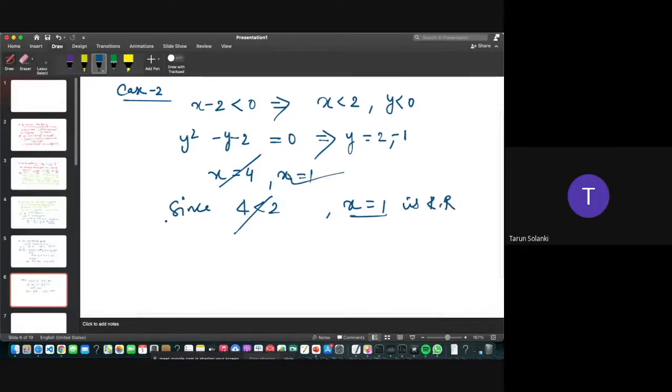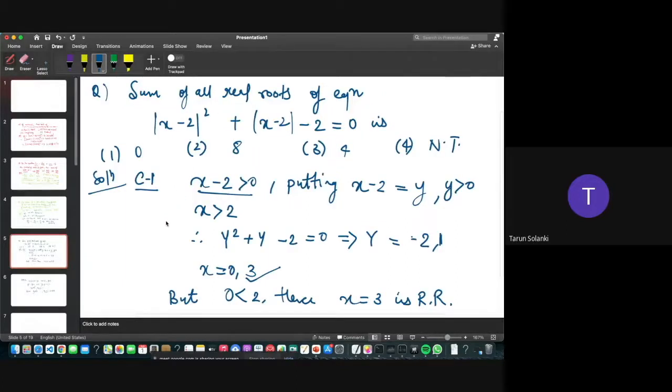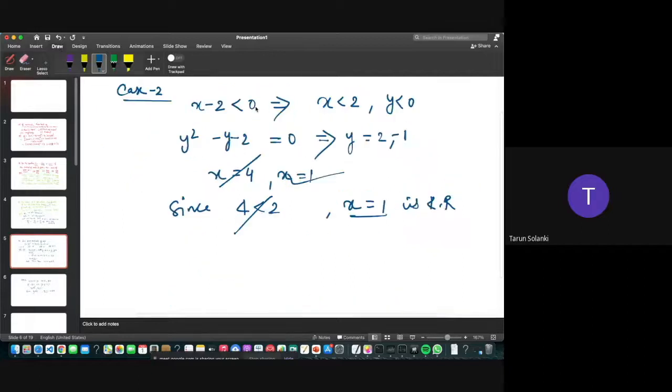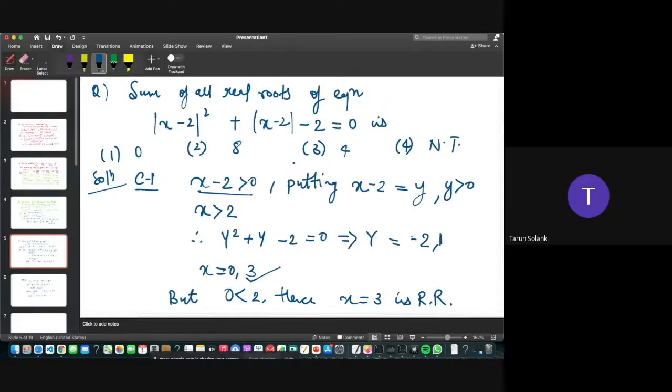Okay. So what was the question? Sum of all real roots. Okay. So it was asking the sum of all real roots. So the sum of real roots will be 3, this, and here we get 1. So it will be 4. So option number 3 is the correct answer.